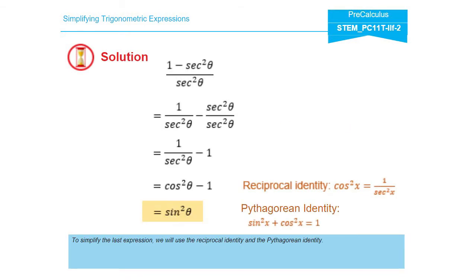Applying next, we have 1 minus secant square theta over secant square theta. So we can separate it into two terms. It will be 1 over secant square theta minus secant square theta over secant square theta. So since the numerator and the denominator are the same, we can express it into simply 1. Now we have 1 over secant square theta minus 1. So as you can see, we can use the reciprocal identity. 1 over secant square theta can be expressed as cosine square theta. Okay? And cosine square theta minus 1 can be changed into sine square theta, applying the Pythagorean identity.